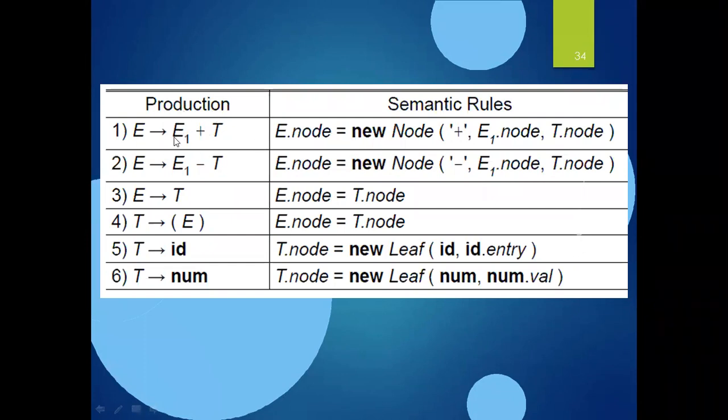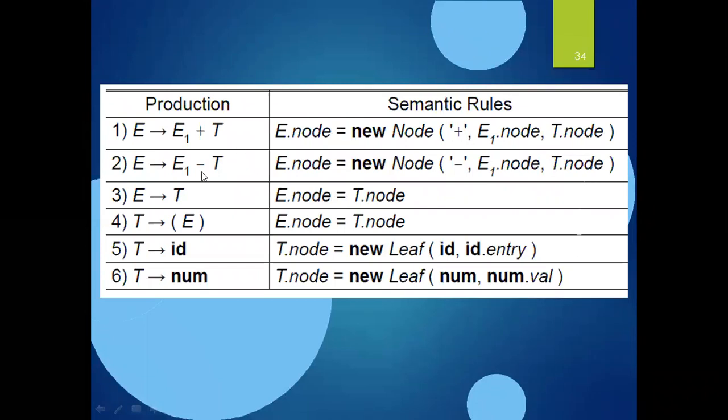For this rule, on the right-hand side I need to compute with the operator plus along with the operands E1 and T. If we have such rules, how do we create a function? Make node of plus, where plus is a label, and E1.node is a node attribute, a pointer, the left pointer. T.node is the right pointer. In such a way we need to create a function for a rule like this.